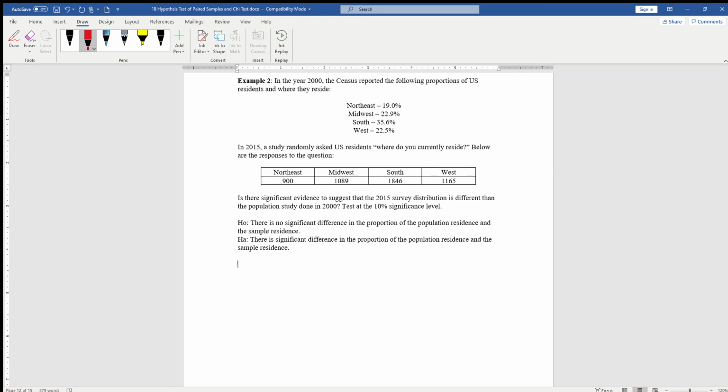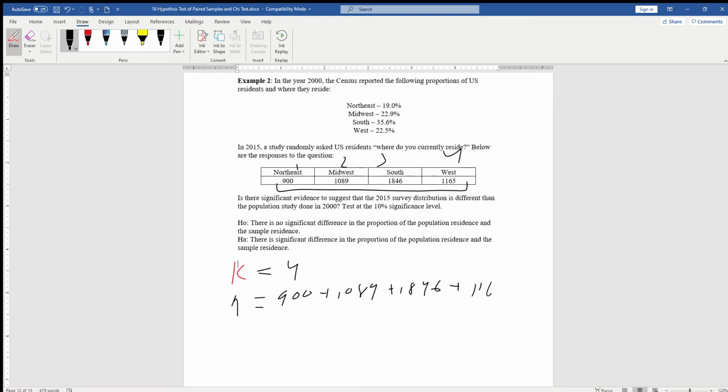All right, variables, pretty easy to get. So we know that K is going to be the easiest one, and K in this case is going to be equal to 4 because there's four possible categories. So 1, 2, 3, 4 of those. N is not told to us, but for us to get N, all we're going to have to do is just add up all of the samples that are given. So N is going to be 900 plus 1089 plus 1846 plus 1165.